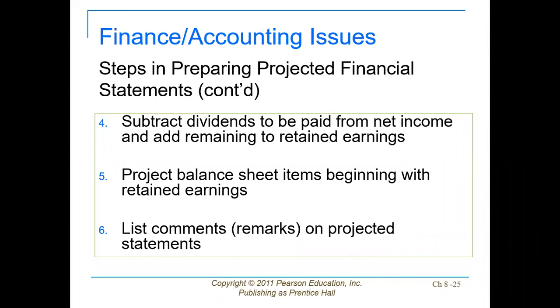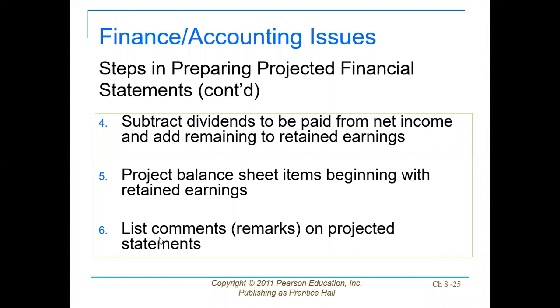Then the projected financial statement continues here. You go for some finance and technical handling where you subtract dividends to be paid from the net income and add the remainder to retained earnings. You see, the money you have taken from the shareholders, after getting profits or returns, if you distribute that profit to the stakeholders, what amount of money has been left for the organization so that it can move further on. These kinds of things have to be seen. Similarly, the projected balance sheet items begin with retained earnings, and that is a technical thing of the financial side, so nothing here for me to explain.